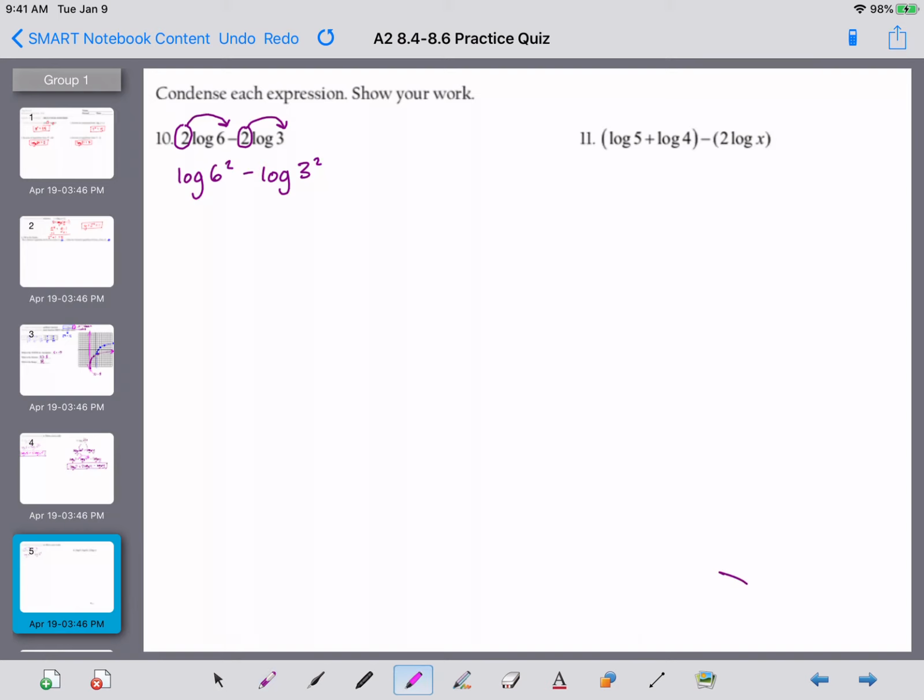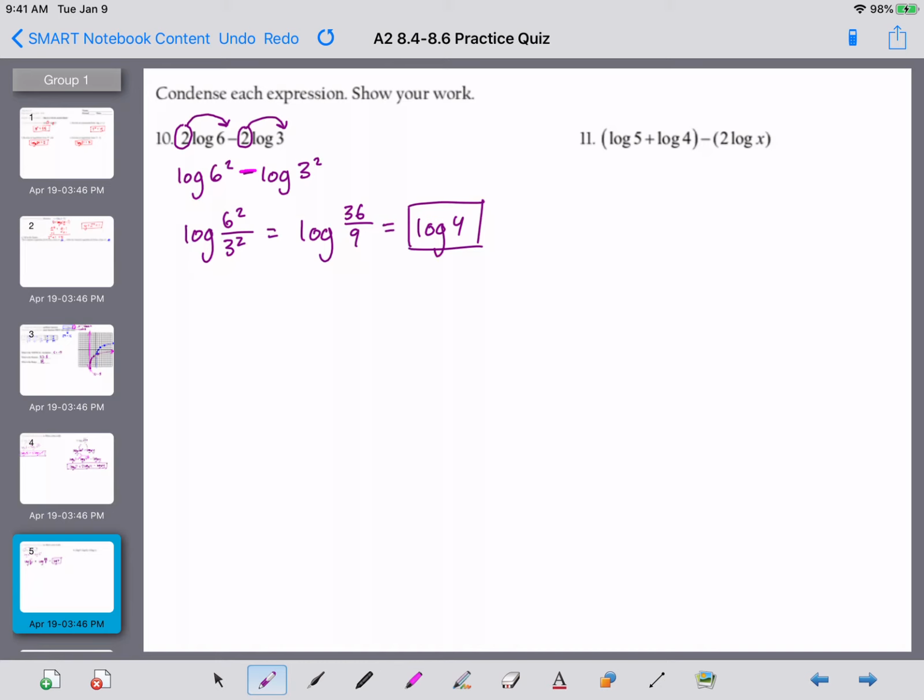And then since we have subtraction right here, we can turn that into a fraction. So this is log of 6 squared over 3 squared. And since these are numbers and we can do the math pretty easily here, we should do that. So this is log of 6 squared is 36, 3 squared is 9, and we know 36 divided by 9 is 4. So all of that just turns into log of 4.